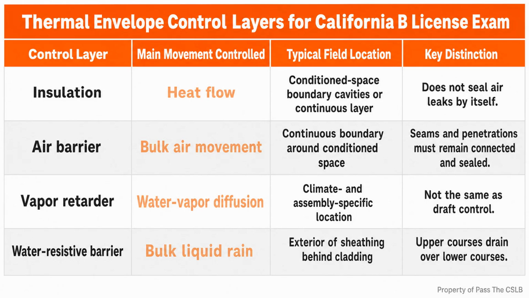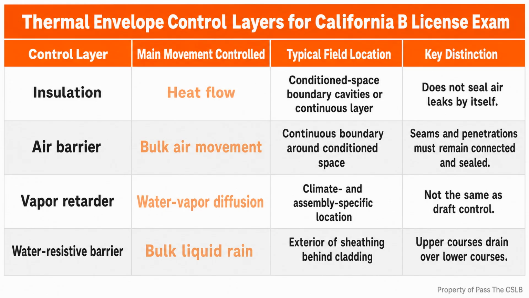Think about a windy day. A draft through a receptacle opening is bulk air movement. That moving air can carry heat and moisture with it. Vapor diffusion is different. It is water vapor moving through a material, even when there is no felt draft. Rain behind siding is different again. It is bulk liquid water. One word, moisture, can hide 3 different transport paths, and that is why vague instructions create bad field decisions.